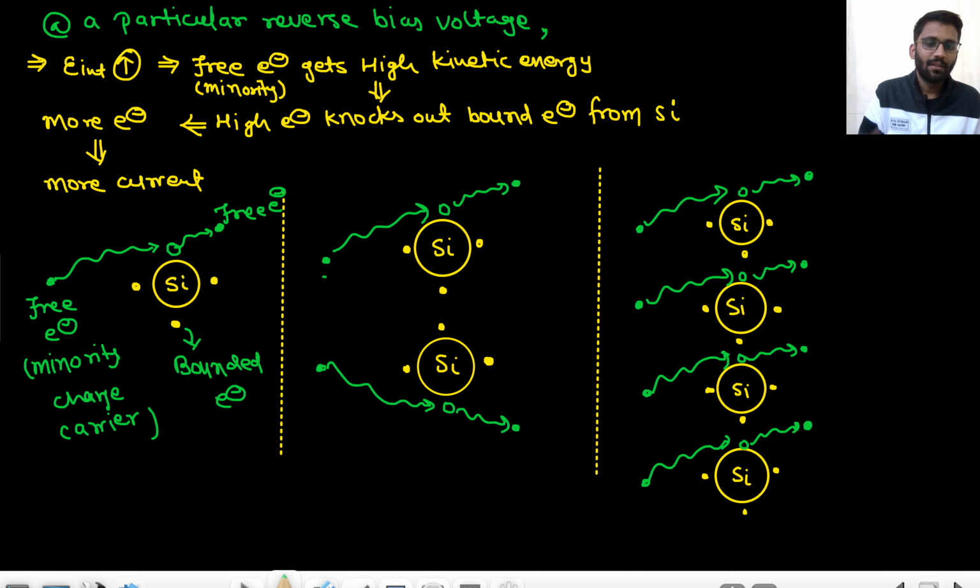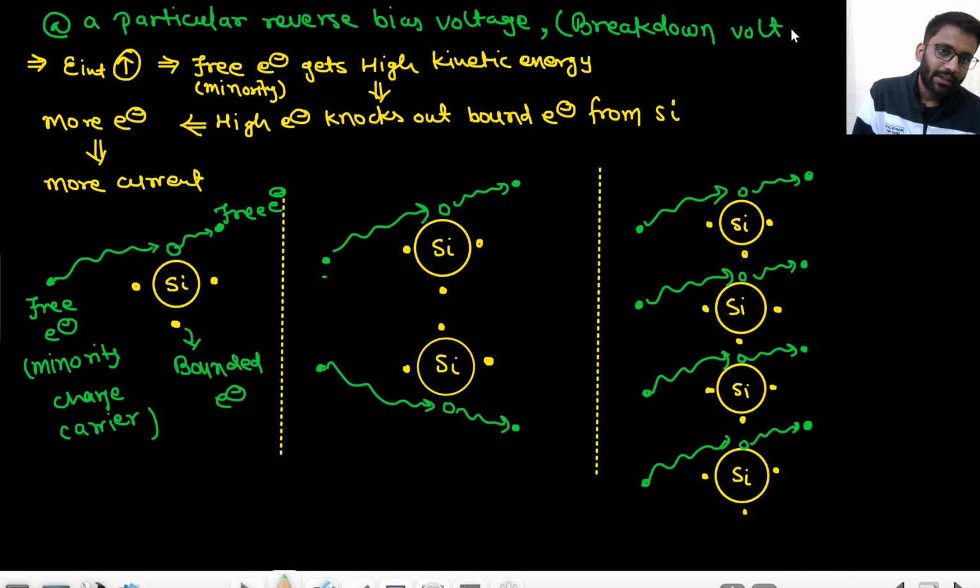So this all happened at a particular reverse bias voltage, that was the breakdown voltage. At breakdown voltage, there was a huge amount of current flowing. So this is what is happening. This is known as avalanche breakdown.